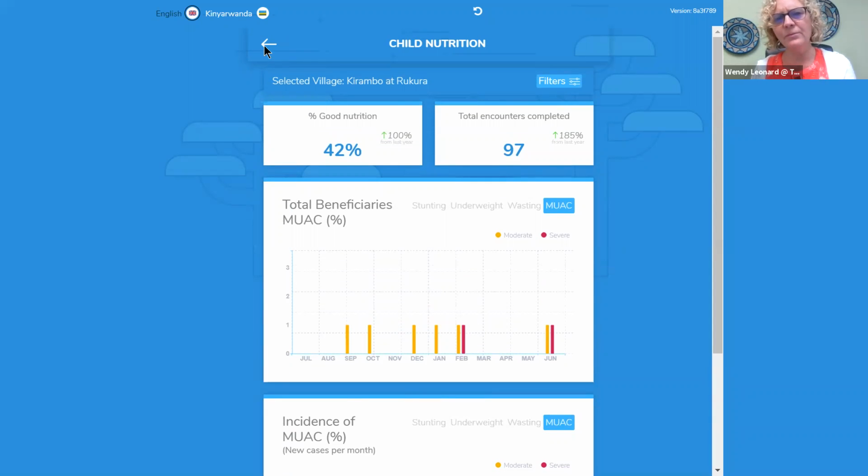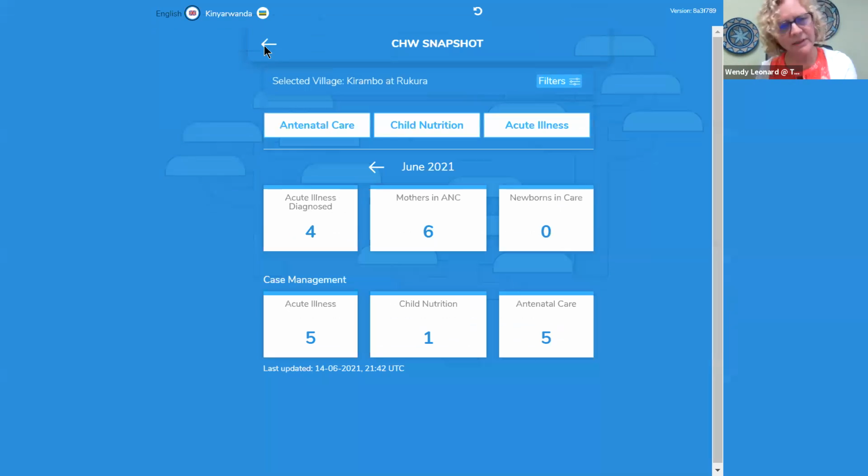And all of this information is aggregated at each level. So while E-Heza can see this information for her village, health centers can see all of this information for all villages, and hospitals can see all information for all health centers in their catchment area.